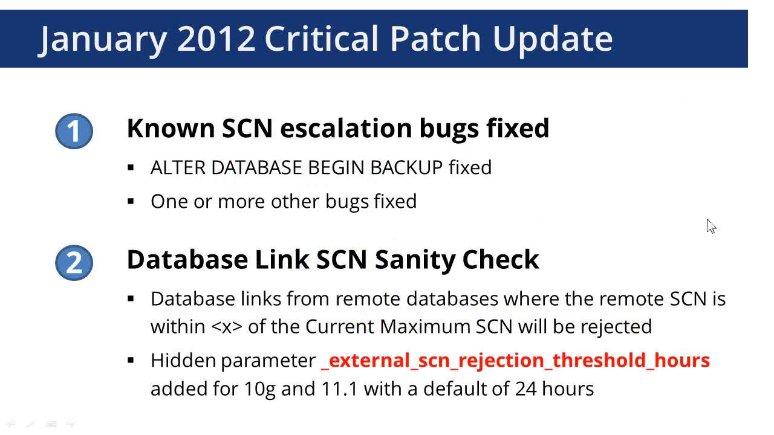Well, Oracle has hopefully fixed the escalation problem, and they've added some database link sanity checking. So when database links connect, they'll now be much more readily rejecting the link. If two databases attempt a link and the connecting database is exceeding your database's current maximum SCN, it'll actually reject the connection. And now you can tune that a little bit more also.